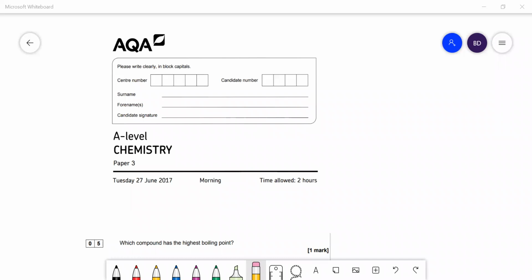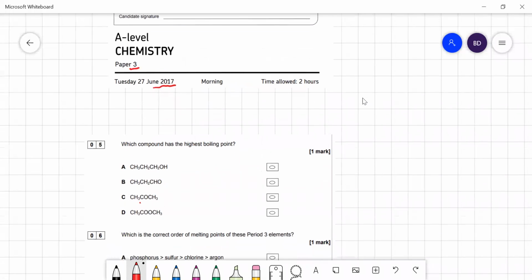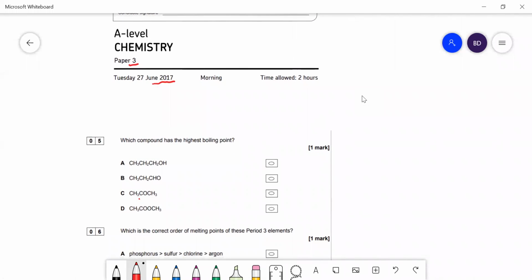Okay, in this video, I'm going to go through A-level chemistry, AQA paper 3, and this is the June 2017 paper. I'm doing the second half of the paper here, starting off with the multiple choice, because I've already, in an earlier video, covered the first half of the paper. So 5, which compound has the highest boiling point?